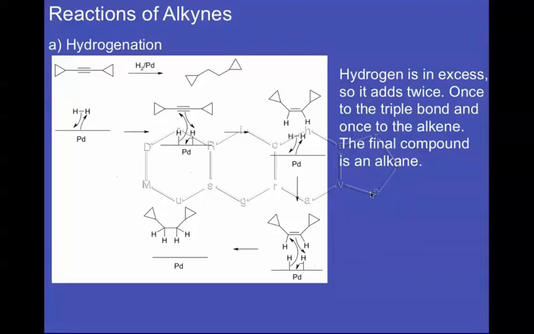Now I'd like to look at the hydrogenation of alkynes. We've got excess hydrogen here, and what I want you to see is that we start off with an alkyne and we end up getting an alkane as a product. So the hydrogen is going to add twice, once to form a cis-alkene and then once to form an alkane. I'll show you how this looks by the arrows.